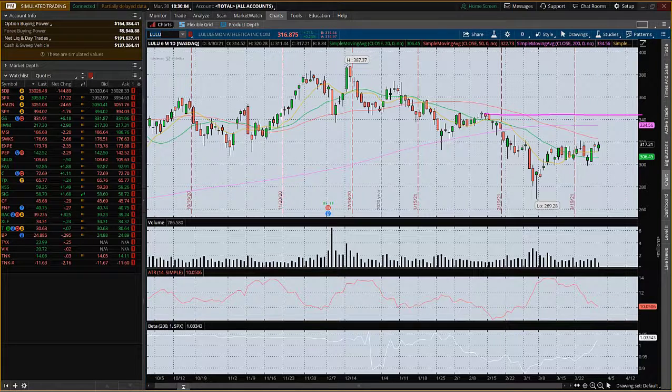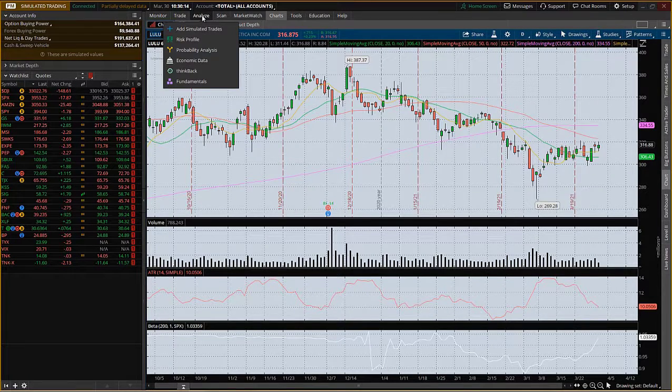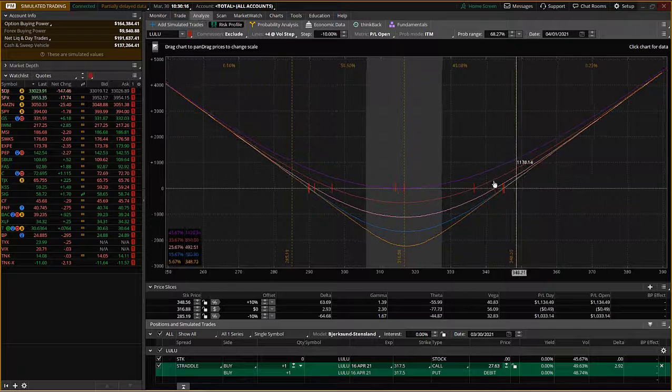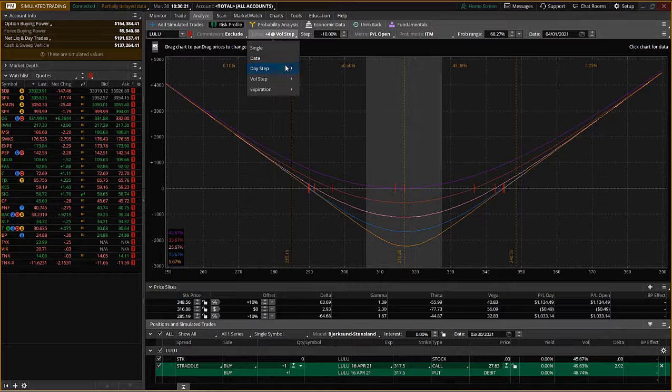In fact, if we don't know, let's just take a look at our risk graph. I have to bounce back between the pen and the pointer. So let's take a look at it. So anywhere past, let's go back to without the volatility crush. Let's just go expiration with no day step. No, I think it's this one, isn't it? No.